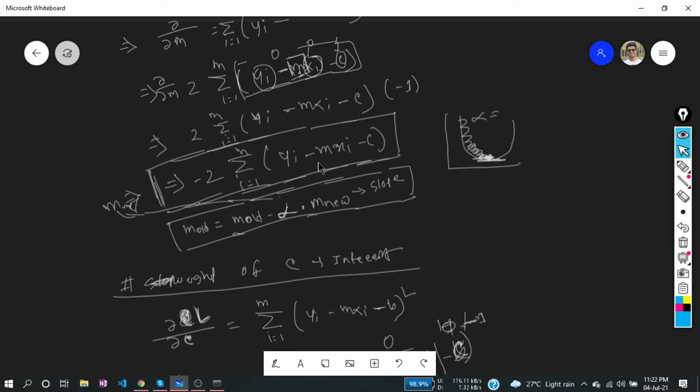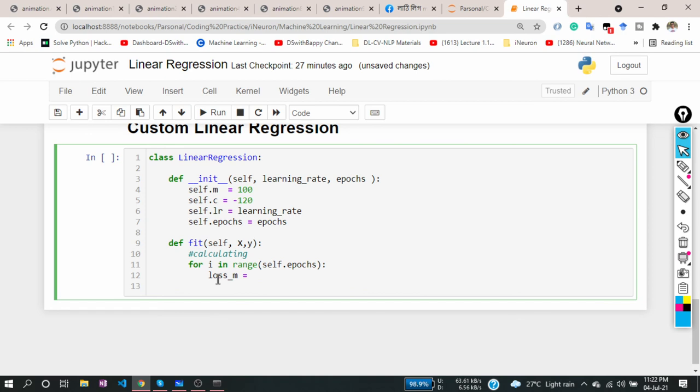m is a slope we are getting, right? Correct. That's why let me write slope m. I think that would be good. Now let's just define loss m.